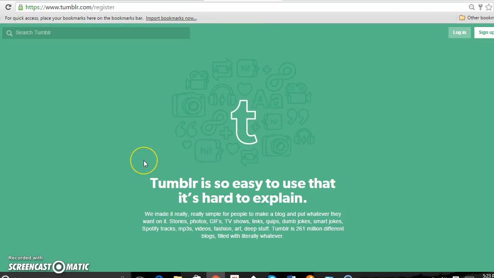The website does a pretty good job of explaining. Tumblr is essentially a free-range blogging website where you can post pretty much whatever you want. Stories, photos, GIFs, television shows, videos, fashion, art, a lot of written material. There's quite a bit of academic material on Tumblr as well, but for our purposes we're using the website to create a blog that holds organized material in a way that's presentable to others.